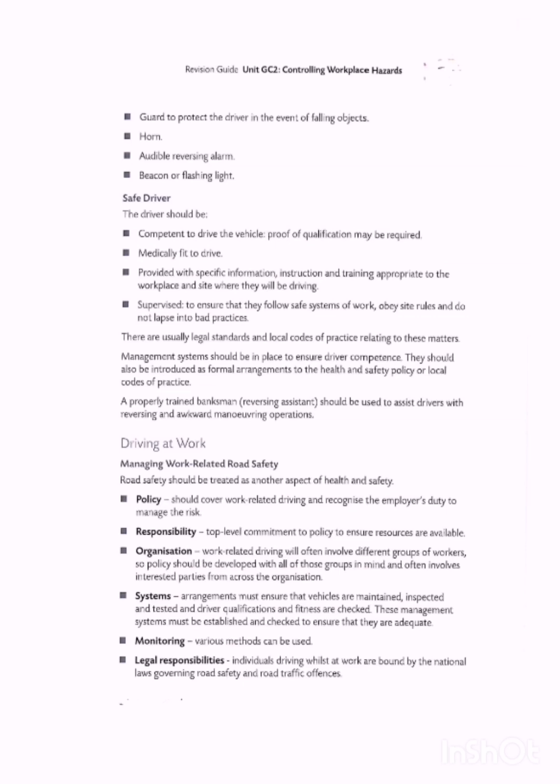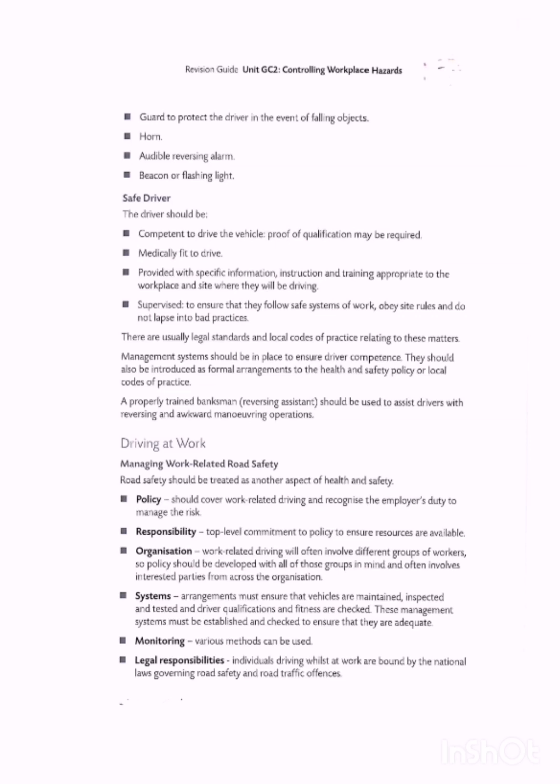When we're talking about driving at work, we talk about policies. This policy should cover work-related driving and recognize the employer's duty to manage the risks that come with it. Then responsibility. Responsibility is that the top level of commitment to this policy is to ensure that resources are available, right? So the company should make sure that every available resource is applicable to the driver. The driver should have all these facilities and resources, right? When the vehicle has a problem, what they're supposed to do in terms of repair.